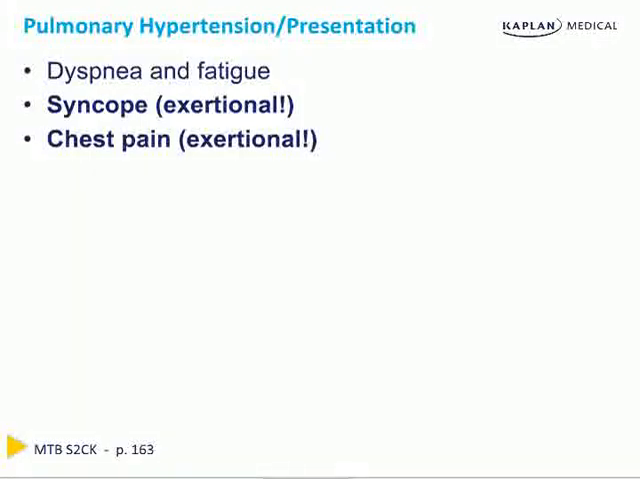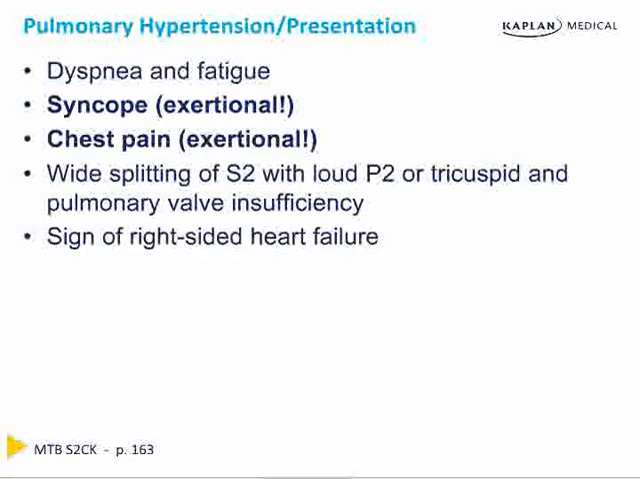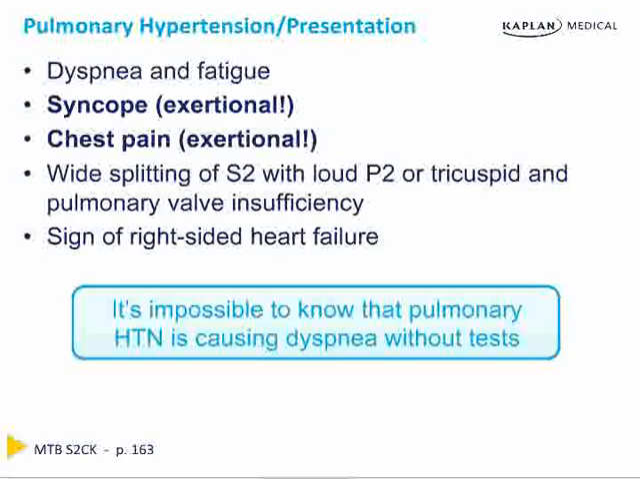Patients will also have exertional chest pain. This is angina as a result of ischemia to a dilated and dysfunctional right ventricle, which is pumping against extremely high afterload. On exam, you'll often hear splitting of the S2 with a loud P2 component. Tricuspid and pulmonary valve insufficiency may also be present. These patients will also develop signs of right-sided heart failure, including edema and elevated JVP. Remember, it's impossible to know that pulmonary hypertension is causing their dyspnea without doing some further testing.